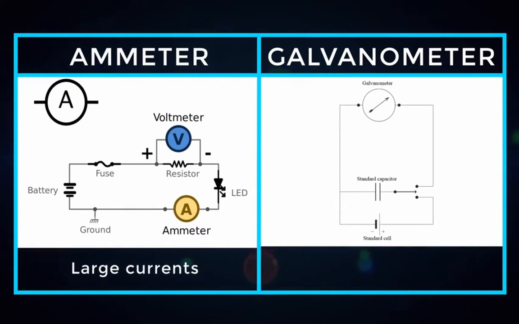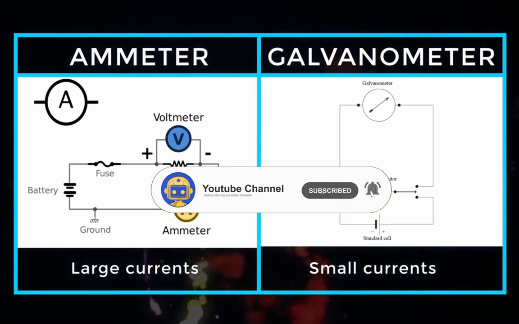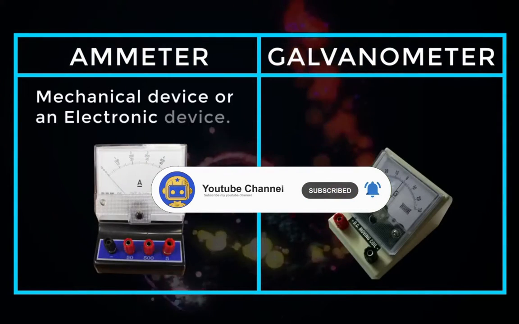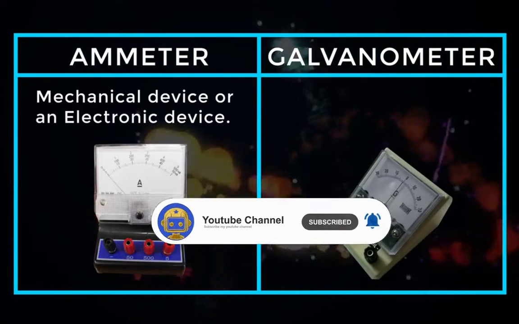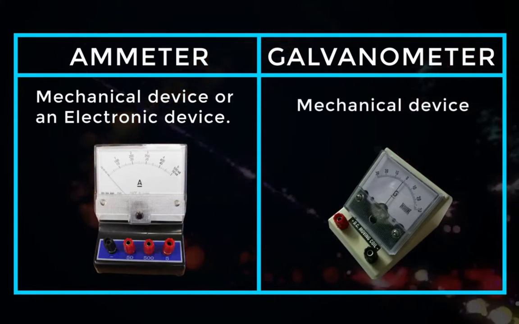Ammeter is to measure large currents, whereas galvanometer is to measure small currents. An ammeter can either be a mechanical device or an electronic device, whereas a galvanometer is always a mechanical device.